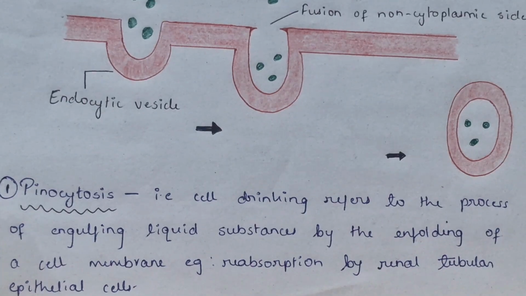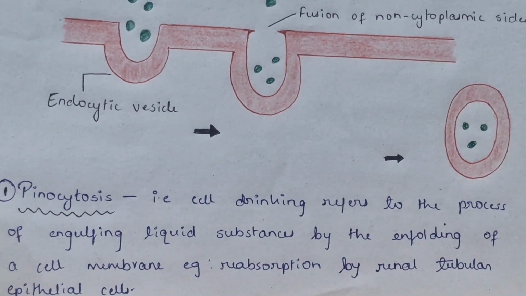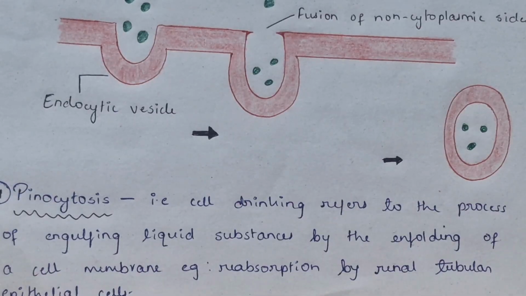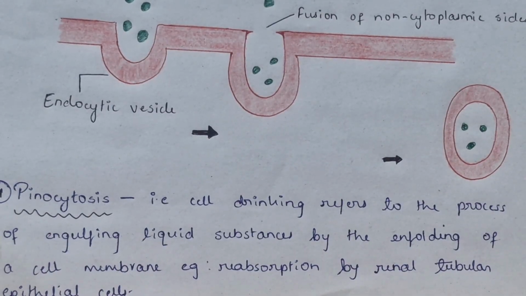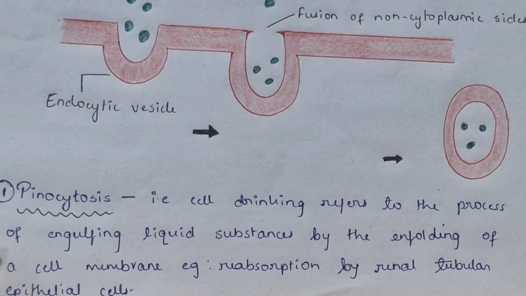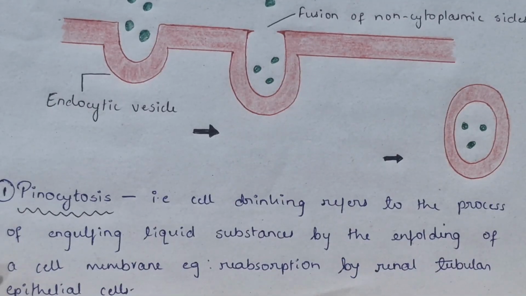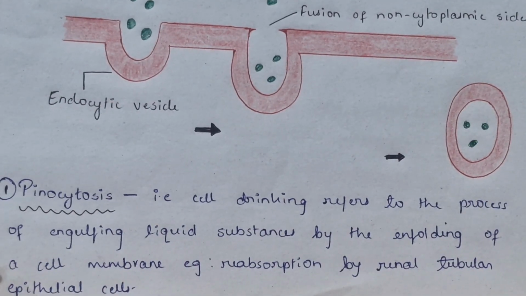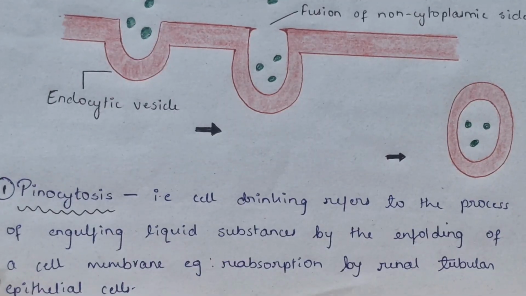The first one under endocytosis is pinocytosis, that is, cell drinking, which refers to the process of engulfing liquid substances by the enfolding of a cell membrane. For example, reabsorption by renal tubular epithelial cells.